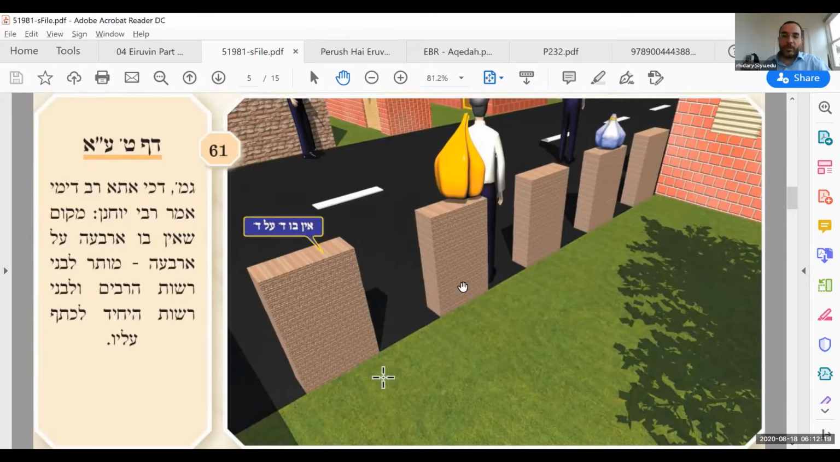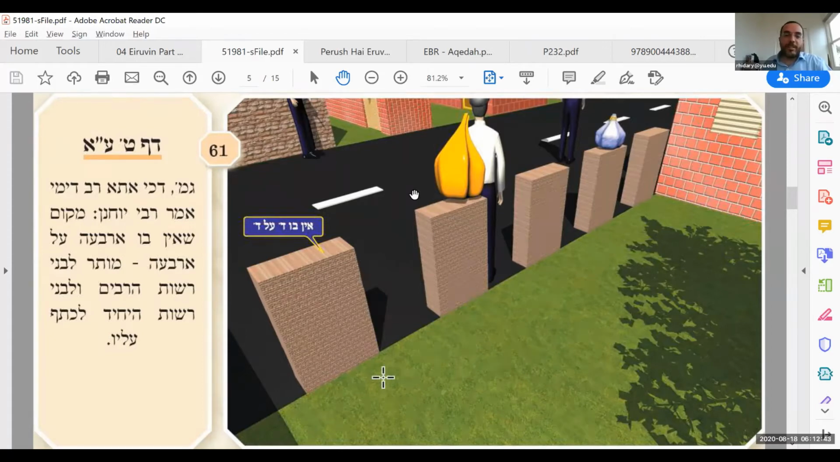Also, if this one happens to be on the border, if you're in the reshut hayachid, you can go there and rest something on it and then take it back. That's okay. But what you can't do is take it from here, put it on here, and then someone else comes and takes that to the reshut harabim. That looks like you're transferring, right? Even though it rests on a permitted spot, you still can't do that.